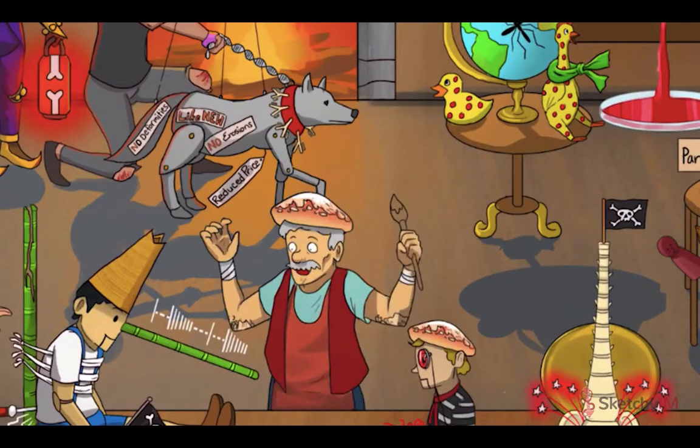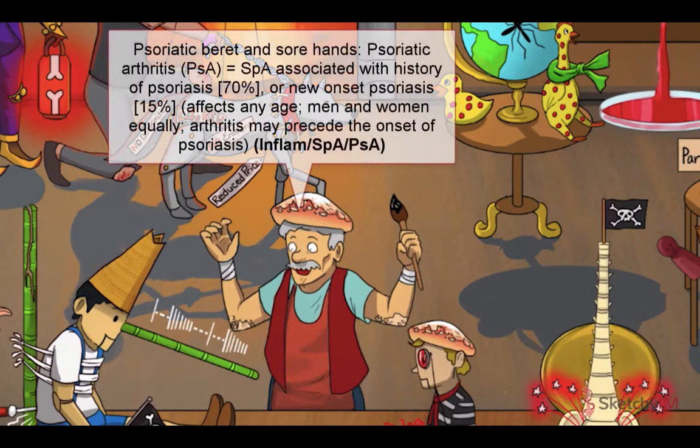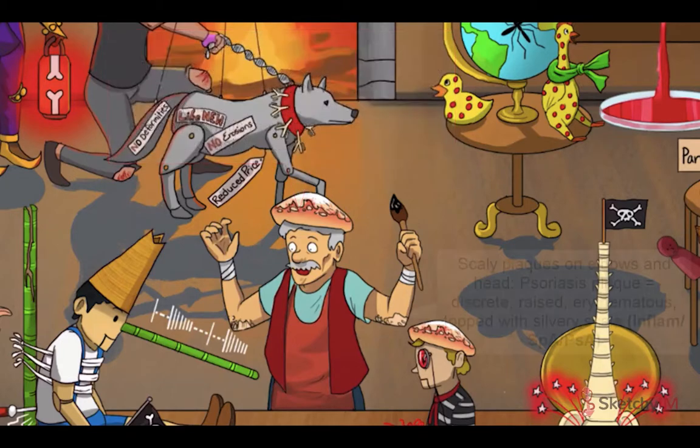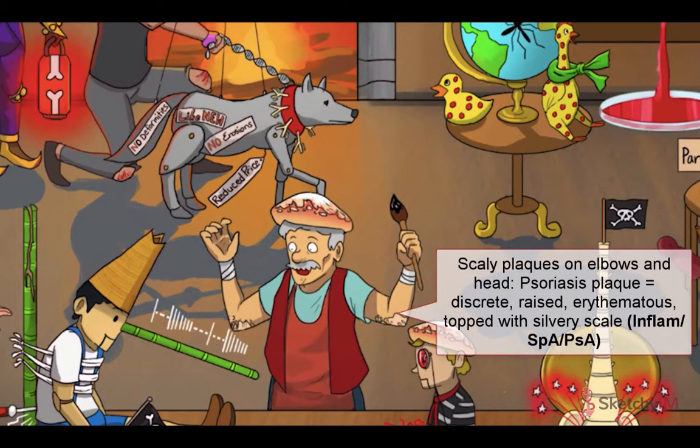Next up, psoriatic arthritis, an inflammatory polyarthritis involving peripheral joints, axial joints, or both. About 70% of affected patients will have a history of psoriasis, and about 15% of patients with no known history will have signs of psoriasis at the time of initial presentation. Notice Geppetto's inflamed erythematous beret topped with some scaly plaque, reminiscent of a typical psoriasis plaque: discrete, raised, erythematous, and topped with silvery scale. Psoriasis affects men and women equally and can begin at any age.